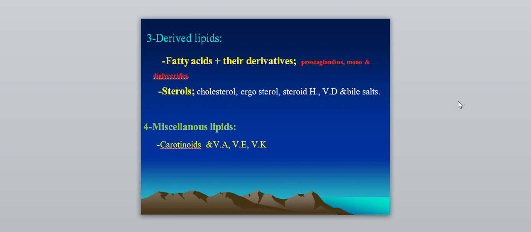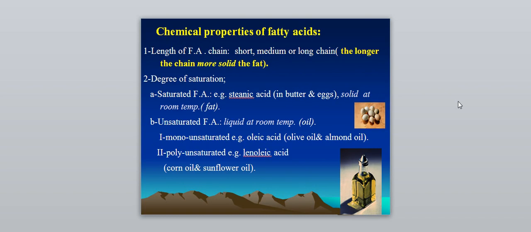The third one is derived lipids. Derived lipids are fatty acids and their derivatives, like prostaglandin and mono- and diglyceride. Another type of derived lipids is sterols like cholesterol, ergosterol, steroid hormone, vitamin D, and bile salts. These are sterols. They are derived lipids, which means fatty acid and its derivatives. And we have the miscellaneous lipids like carotenoid, vitamin A, vitamin E, and vitamin K. These are miscellaneous types of lipids.